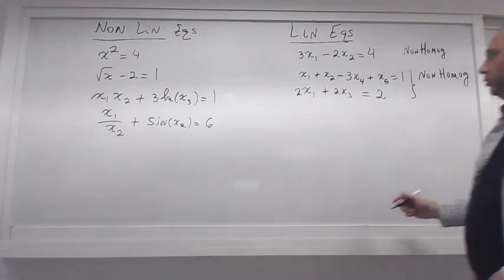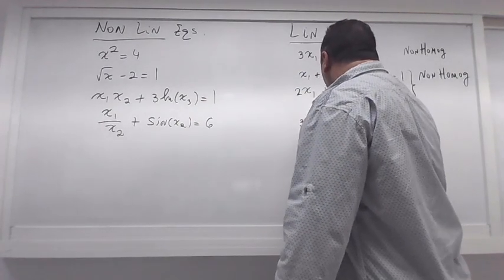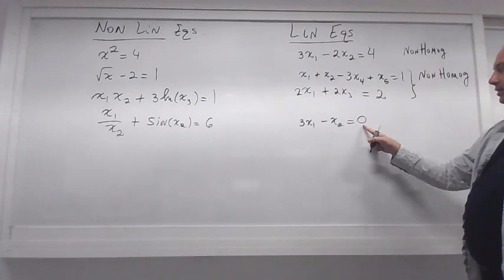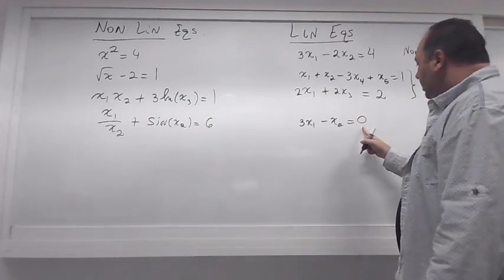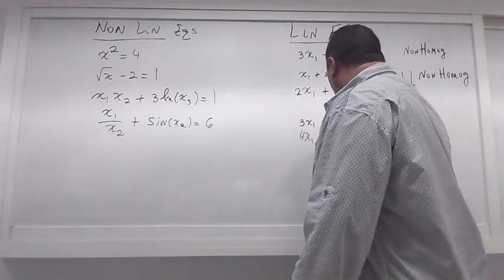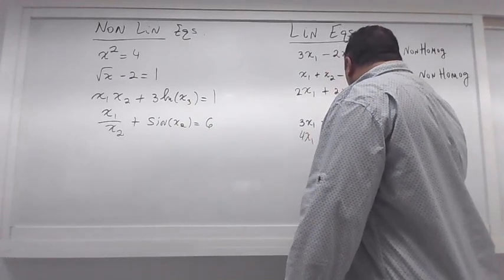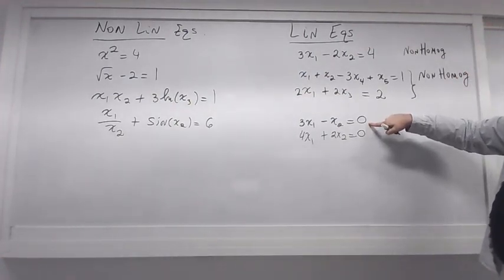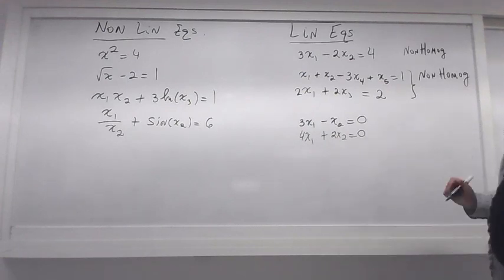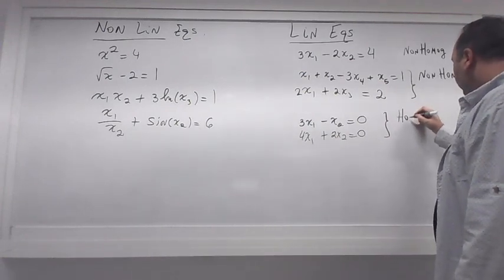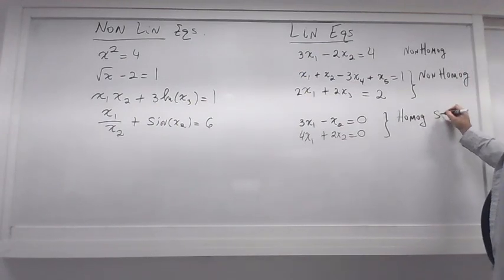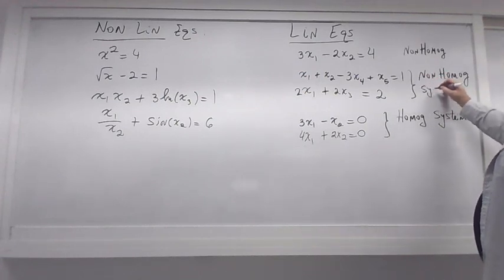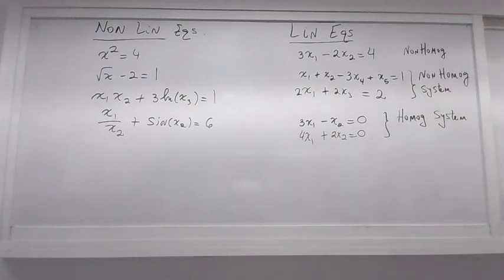So the question is, what is homogeneous? Here is one. Let's say I have this equation. This one is homogeneous because on the right hand side I have equal to 0, right? And I'm going to add another one. So this system is homogeneous because on the right hand side I have 0 for all the equations. So this will be a homogeneous system. This one here is a non-homogeneous system because I have more than one equation.